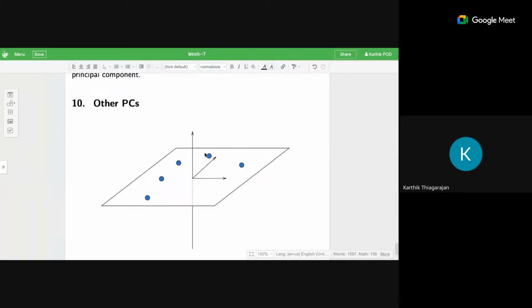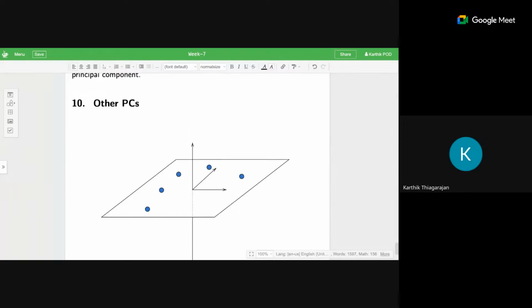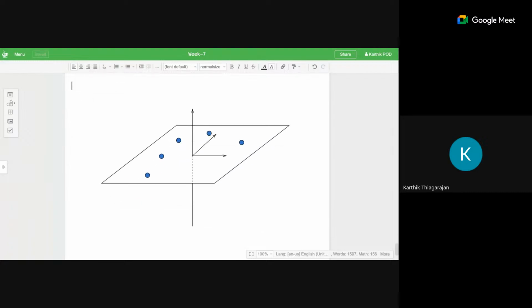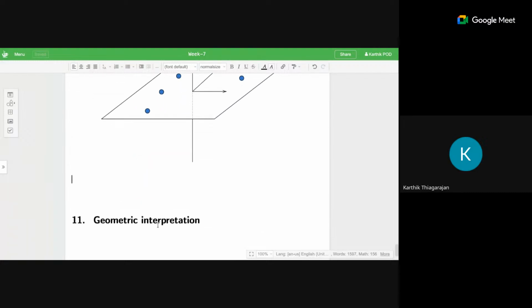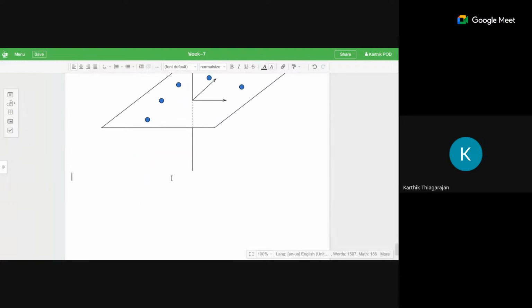Your data is actually living in a two-dimensional space. So you can't explain this using just one principal component. You would need at least two. In fact, you would need exactly two, right? So how do you find the other principal component? Whenever I say principal component, you should think of directions which maximize the variance. There is a way to find other principal components, and I'm just going to give it to you here without proving it.